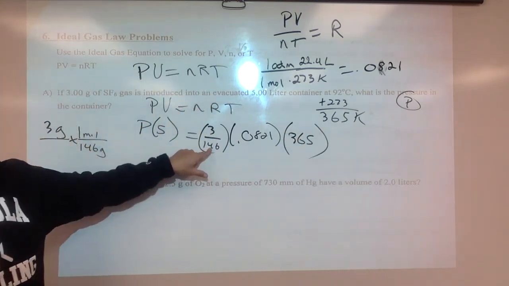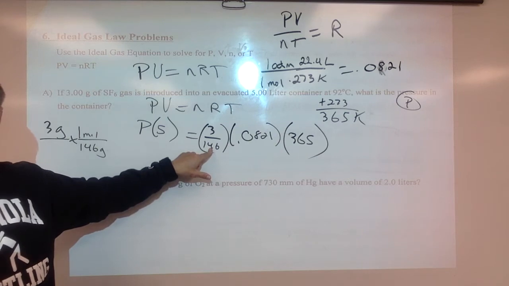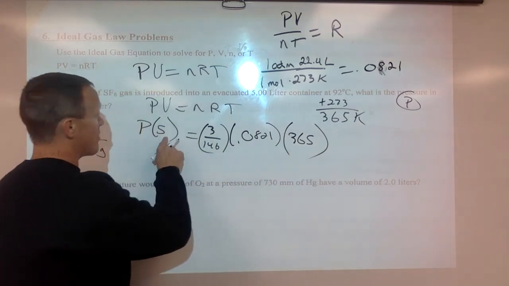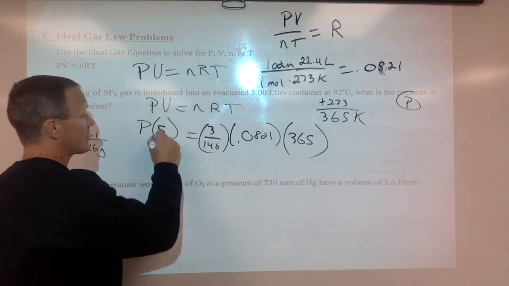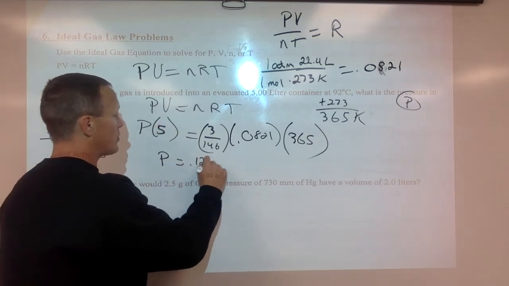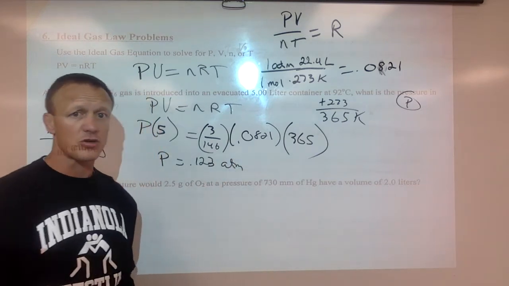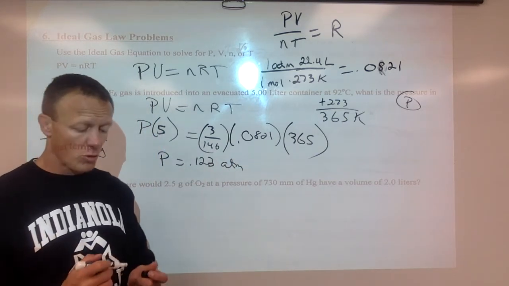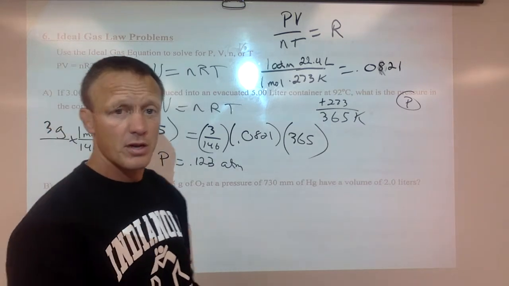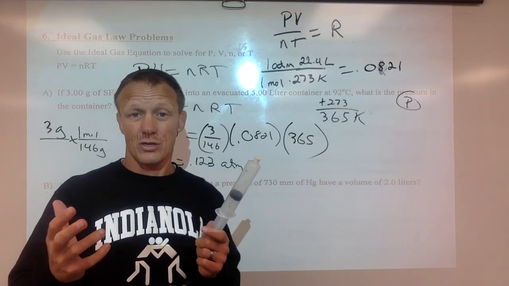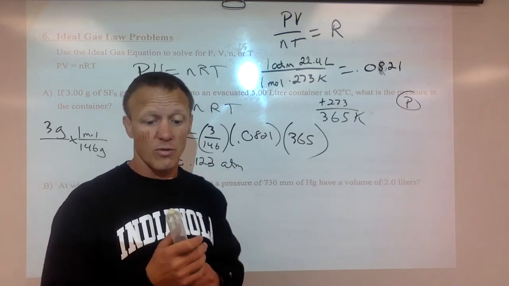That's a pretty small number of moles, so our pressure is probably pretty low. Multiply these 3, divide by 5. It's a 5, not an S. And we get a pressure of 0.123 atmospheres. Pretty low pressure because it's a pretty low number of moles. The more moles in the container, the more pressure. If I shove more moles of gas into this container, it's going to cause more pressure unless I change the temperature or volume with it.